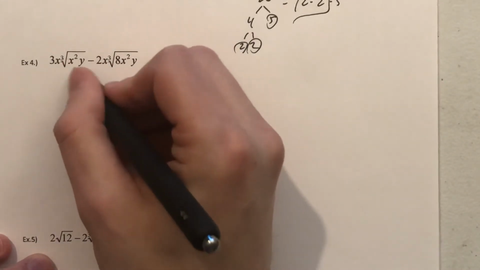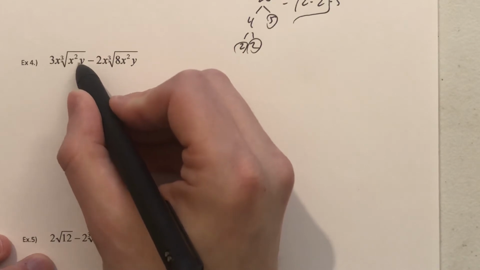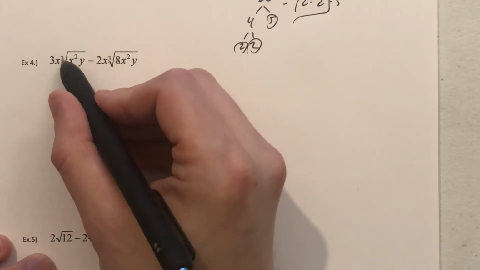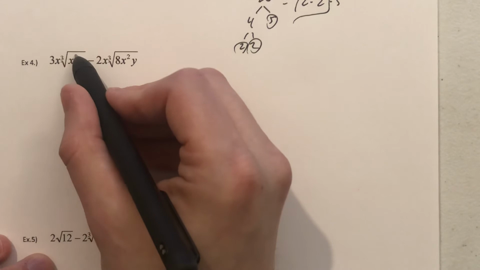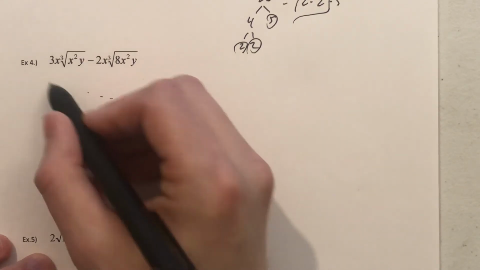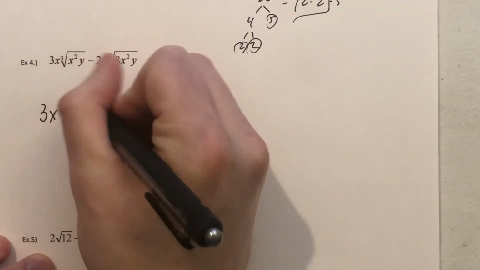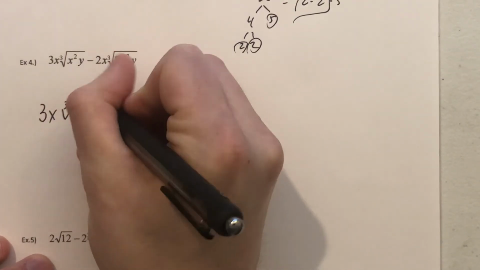So look inside the cubed root. Cubed root of x squared y. So we need three of a kind, groups of three, but we only have two x's and we only have one y. So this will not simplify at all. There's nothing else to do to that. That's going to remain 3x cubed root of x squared y.